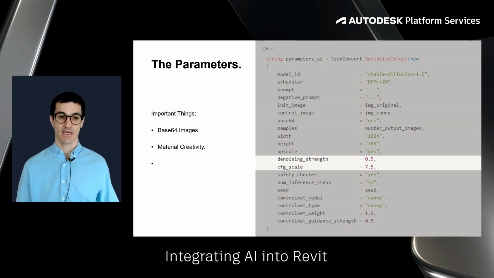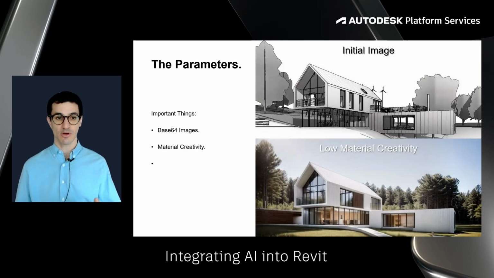To put it into visuals, at the top we have an initial image that was used for the rendering, and at the bottom we have a low material creativity image. We see that the AI interpreted some trees, some vegetation around, but still the material of the house remains pretty similar to the house. So it remains white and pretty similar in that sense.